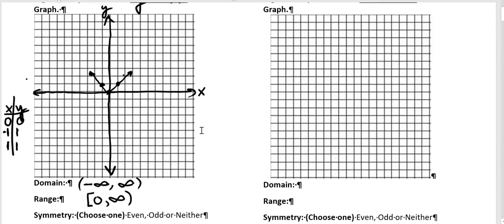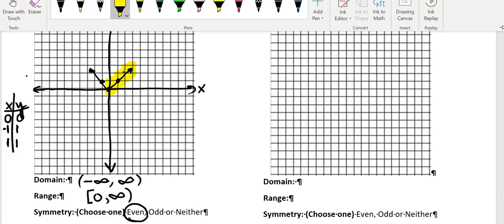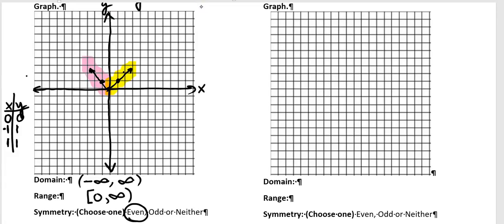And then last is even, odd, or neither function based on symmetry. You can see that if you folded it in half along the y-axis, it would lay on top of each other. So it's an even function. You can see one side is a mirror of the other side. So if it's symmetric about the y-axis, that is an even function.